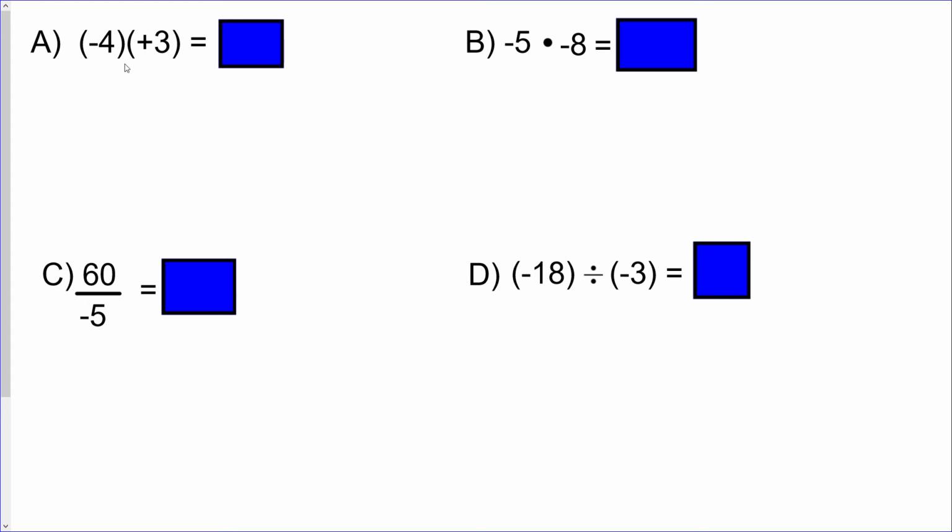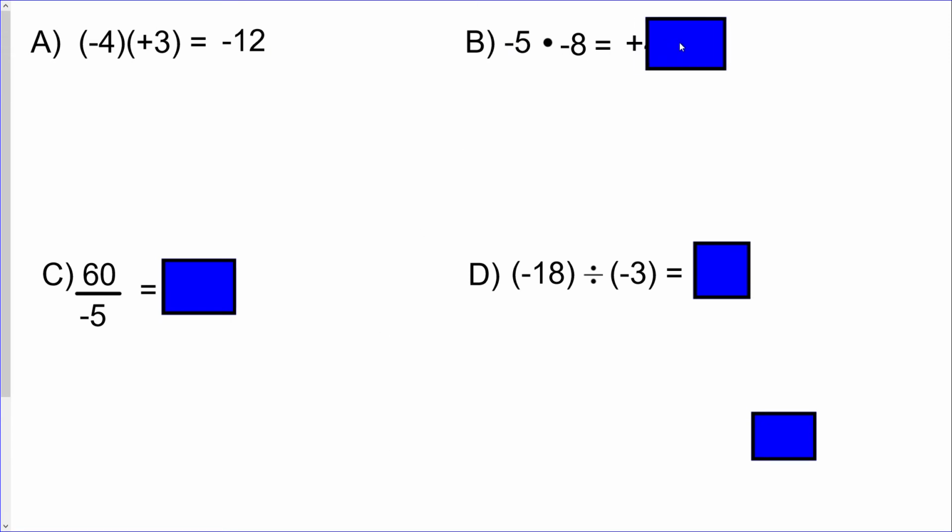So when you're trying out A there, we've got negative times a positive, so your answer should be negative. And then 4 times 3 is 12. Not too bad. So in B, we've got a negative times a negative, which means our answer is positive. And then 5 times 8 is 40. Hopefully still not doing too badly here.